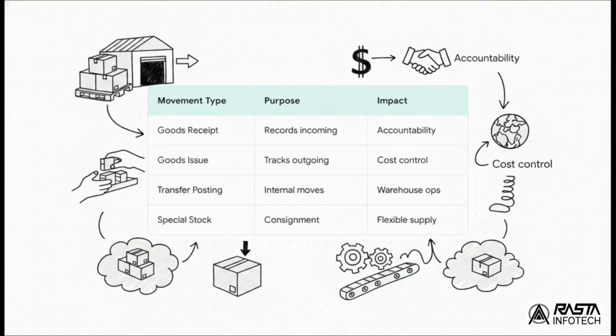Let's break down how these core categories map directly to some pretty high-stakes business impacts. Take goods receipts, for example, like codes 101 or 105. They record your incoming stock, which drastically improves your supplier accountability. Then you have goods issues, like 261, which track outgoing stock to directly enhance your cost center control. And internal moves? Those rely on transfer postings, like 301, which really streamline your daily warehouse ops. Finally, you've got special stock codes, like 501. These manage consignment or project stock, which, let's be honest, is the true key to a flexible modern supply chain. Every single one of these numbers is tied to real, tangible business value.